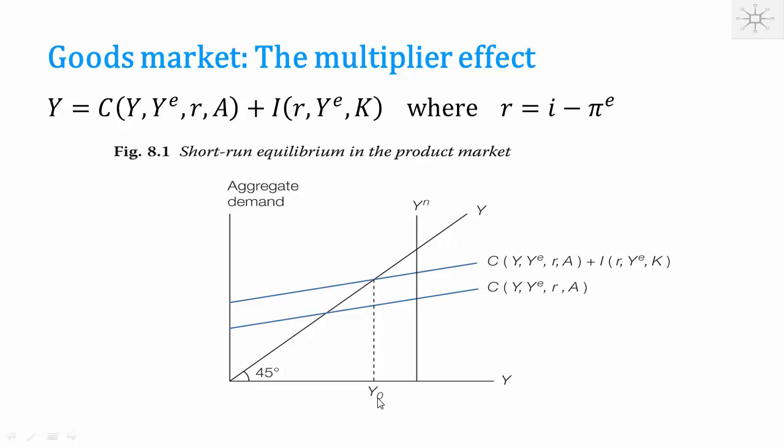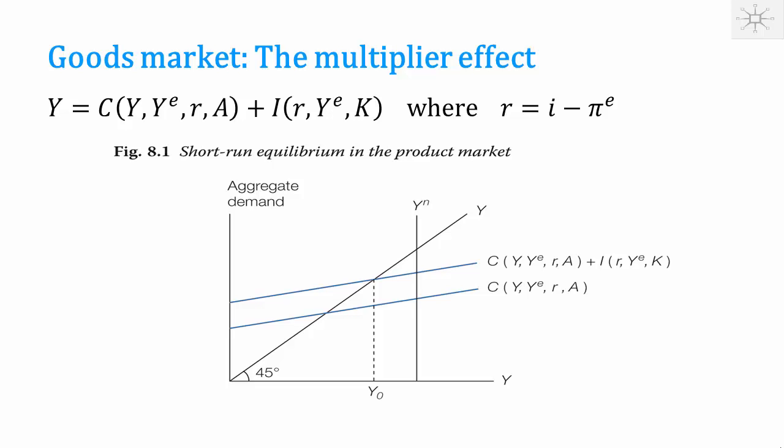And the only point where you have an equilibrium is when demand in the economy is equal to production, which is where this aggregate demand schedule crosses the 45-degree line. So this is the short-run equilibrium level of production for a given real interest rate. And that level of production may very well be below the natural level of production.